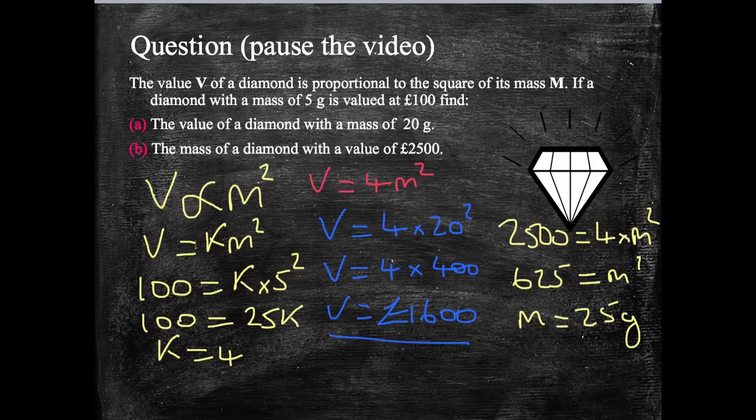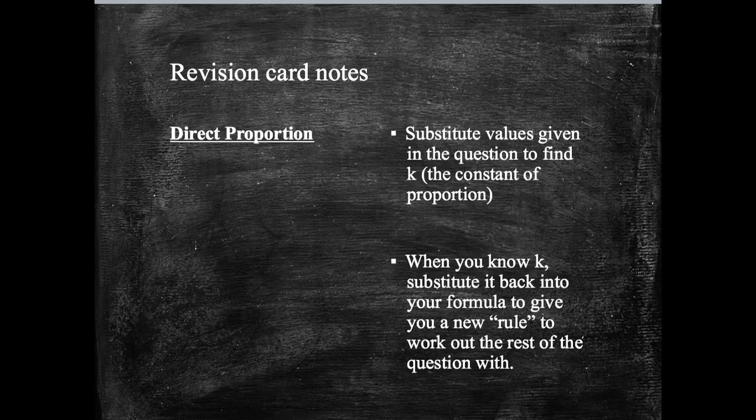Okay, hopefully you got that right. If you want to start your card notes now, here we go. Here are the revision card notes. The stuff I've already typed up on the right hand side you can write down. The key parts to direct proportion are y is proportional to x, or even x squared if it's squared, or even cubed. You can get cubed questions here. y equals kx, then you need to work out your k.